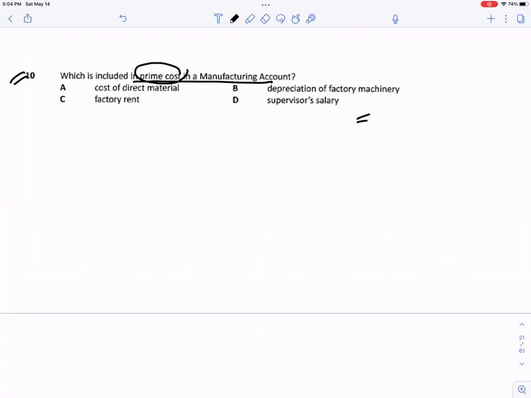Direct material, direct expense. Direct material plus direct labor plus direct expenses gives me prime cost, which is also called direct cost.